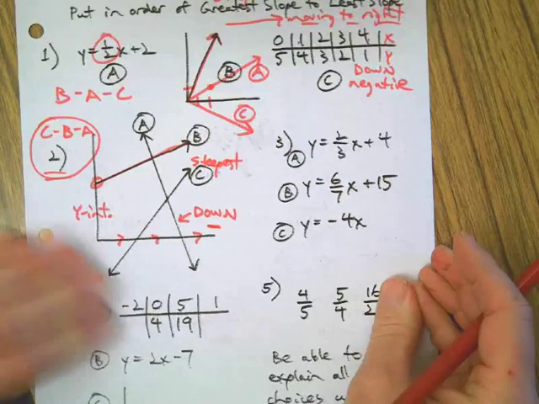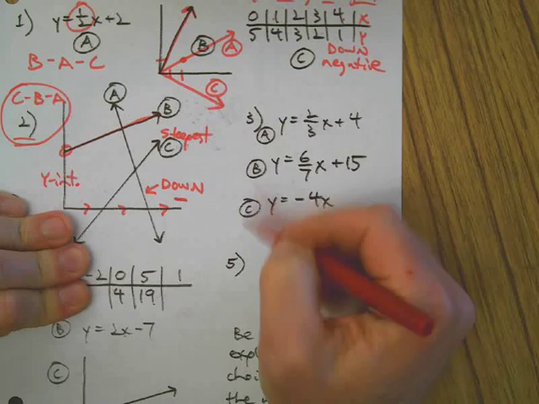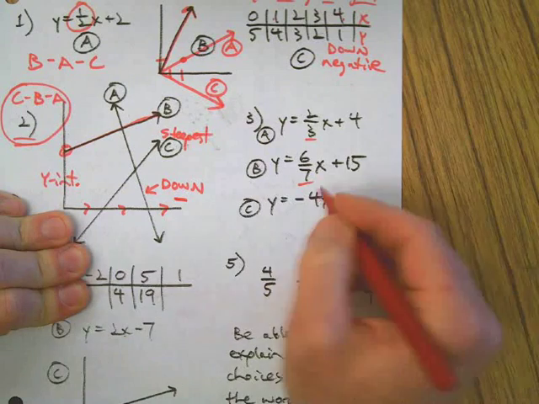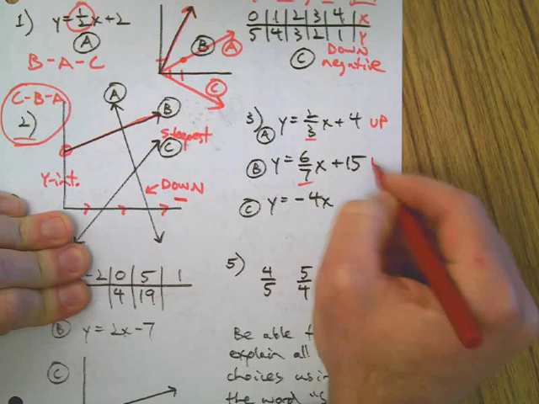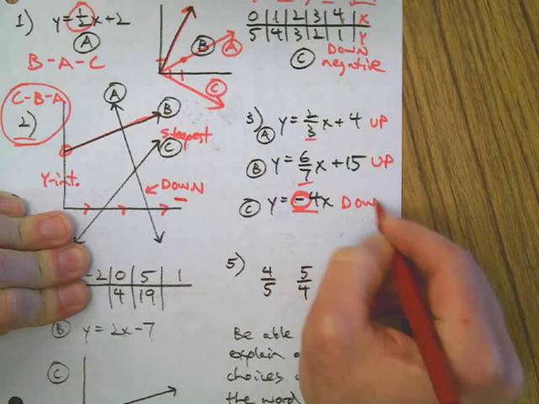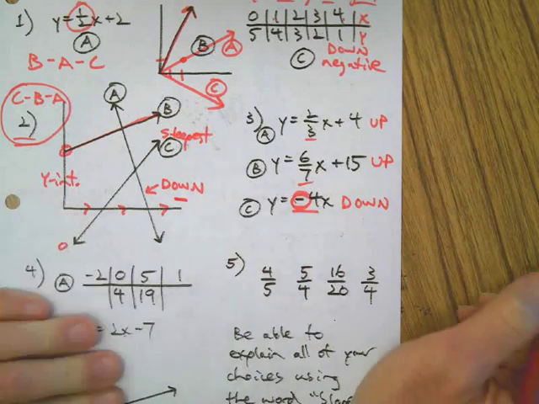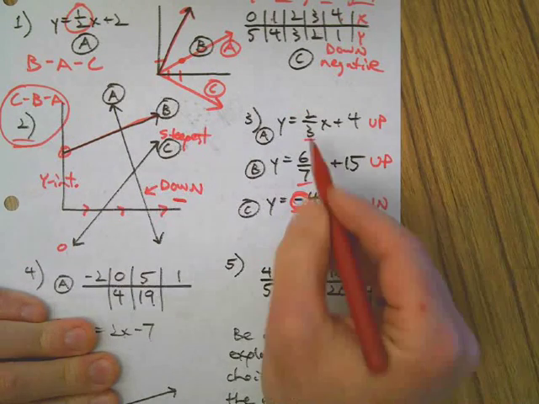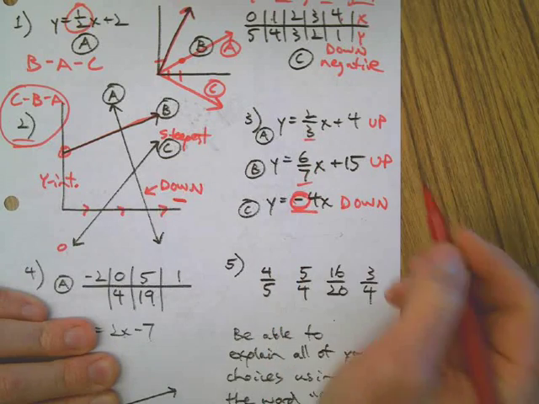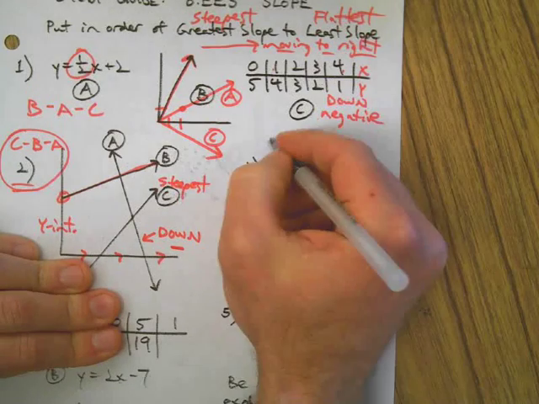That's number 2. Number 3. We have 3 linear equations, 2 positive fractions. These both go up. This is negative. This goes down. So we know C is going to be in last place again. And the question is, which one has more slope? 2 over 3 or 6 over 7? A couple things we can do here. We could put them on a graph.